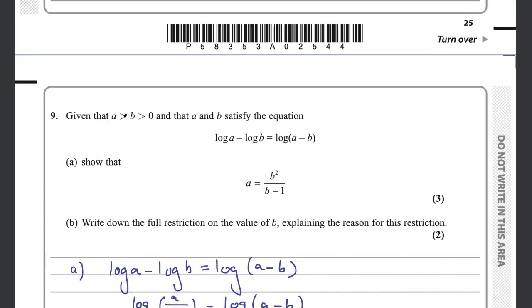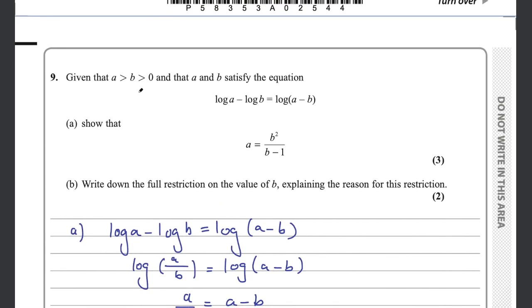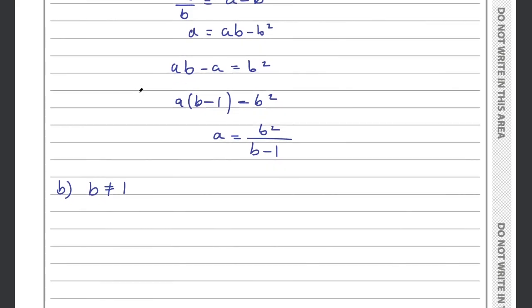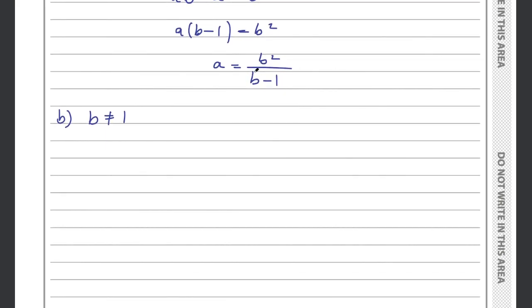Also, looking again at this inequality, a greater than b greater than 0, if a is greater than b, and that's greater than 0, then this needs to be greater than 0. So b squared on b take 1 greater than 0. So this is saying this needs to be a positive number. So that means that this denominator must be greater than 0. It cannot be a negative number. So then b is greater than 1.